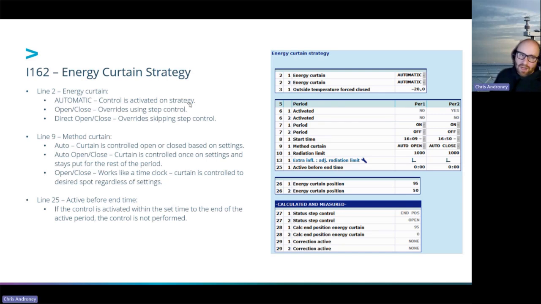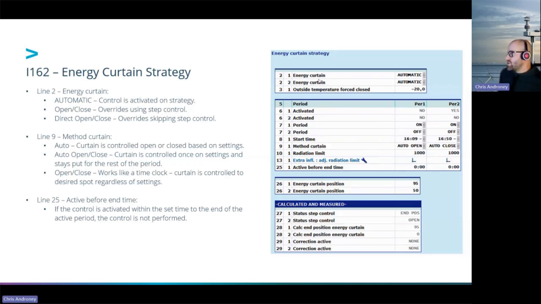So if we take a look at our I162 page, our energy curtain strategy, a couple of settings on here. Line 2 up at the top there is our energy curtain setting. A couple of different things here that you can use. Automatic is probably 99% of the time what it's going to be set to. So the control is going to be activated on strategy. Whatever strategy you have set in the I162 page, as long as you have line 2 at the top set to automatic, it's allowed to listen to whatever the strategy is telling you to do.